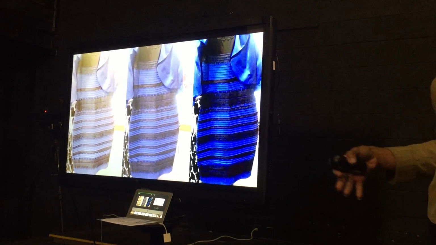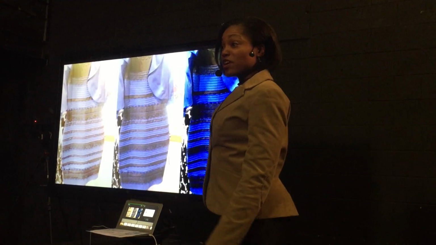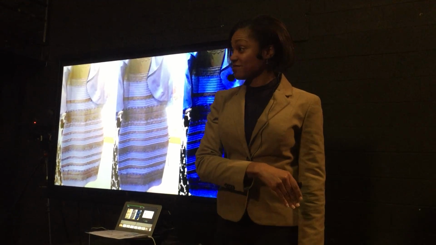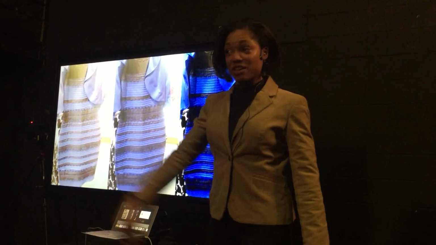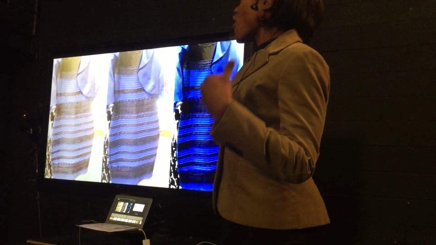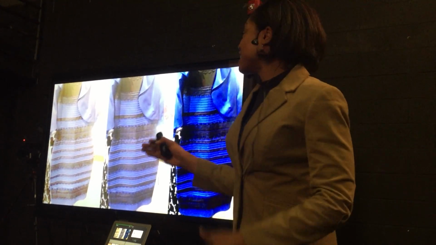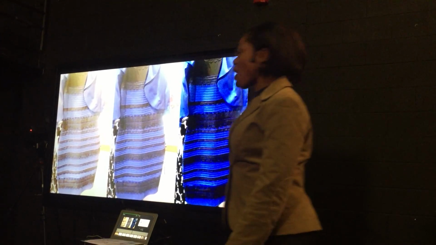Okay. So, my husband and I debate about this. He sees white and ivory for all of these dresses. He sees no blue anywhere. I'm like, all of those dresses are blue. All of those dresses are blue. This is a little bit lighter blue, but they're all blue.